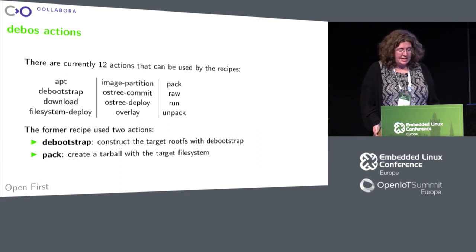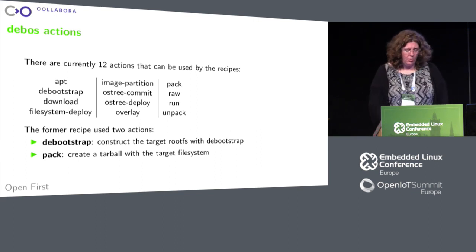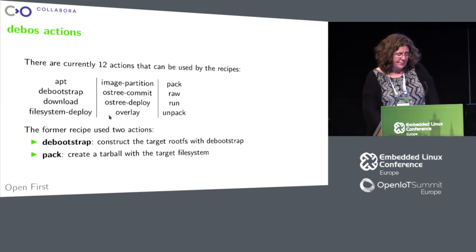I said in the beginning that there are 12 actions in Debos, and these here are all of them. I am not going to explain all of them, especially the OSTree ones, which kind of require a new presentation introducing what OSTree is and so on. In our former example, we used debootstrap and pack.